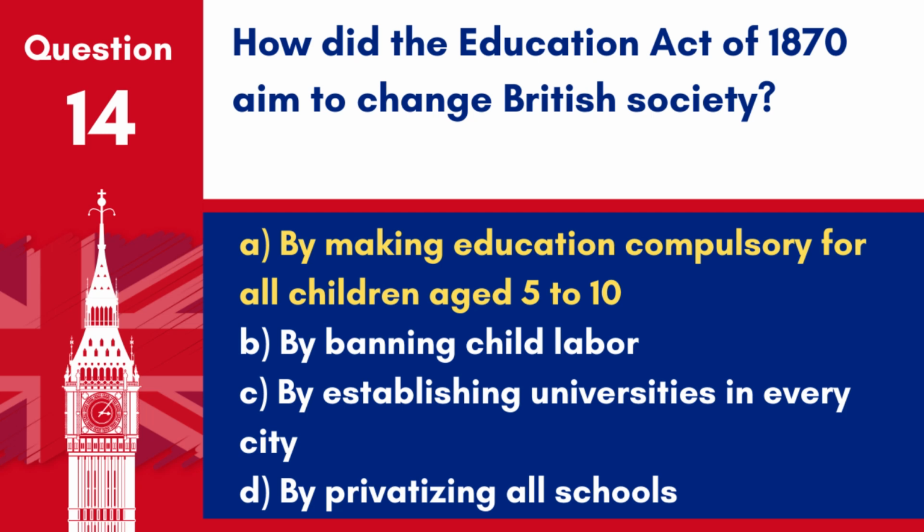The Education Act of 1870 aimed to make elementary education available for all children in England and Wales, marking the beginning of state involvement in education.